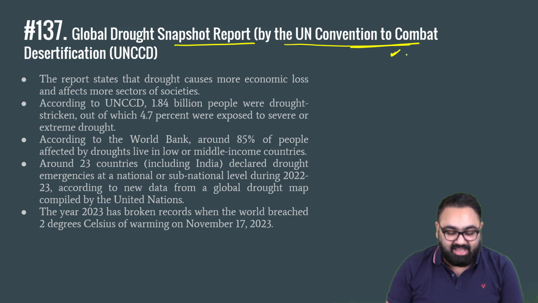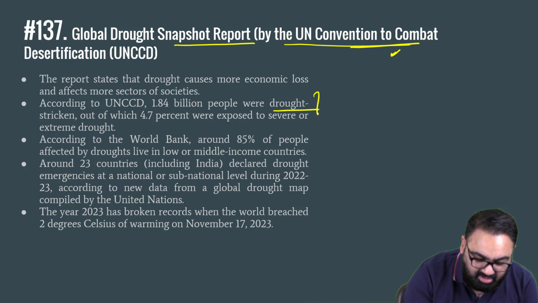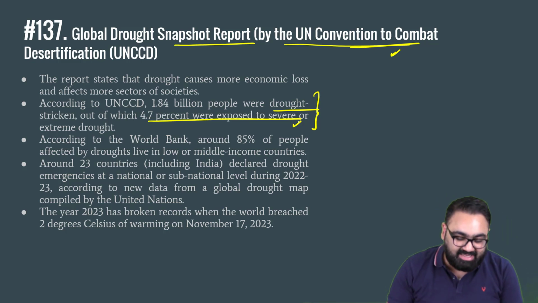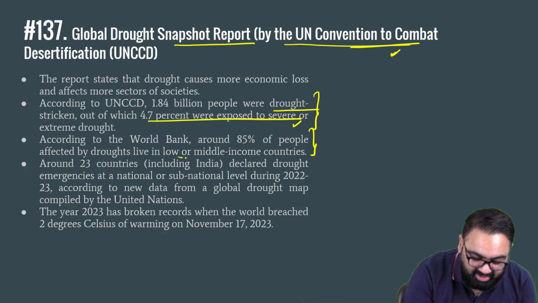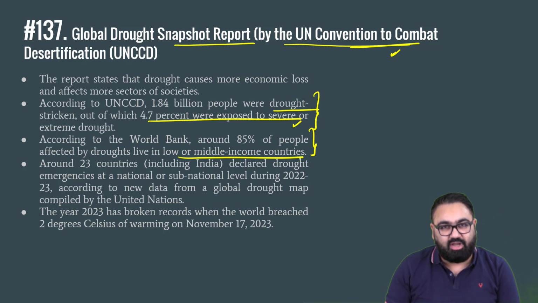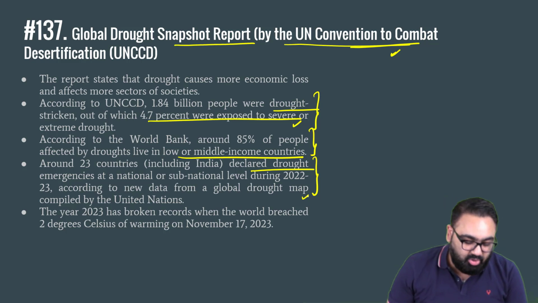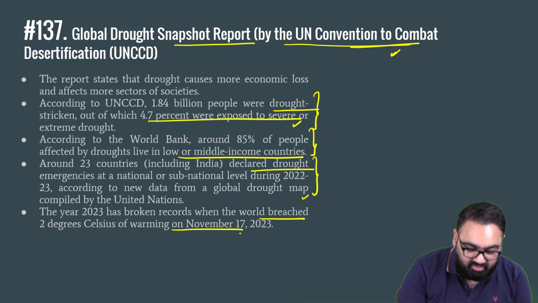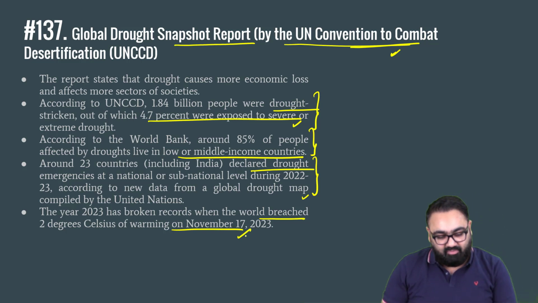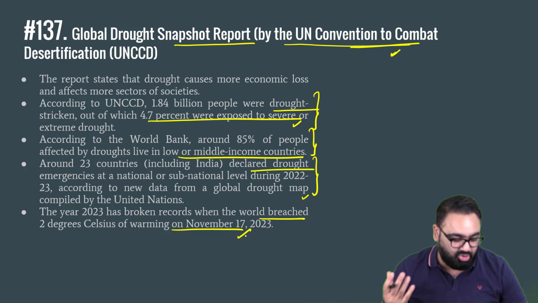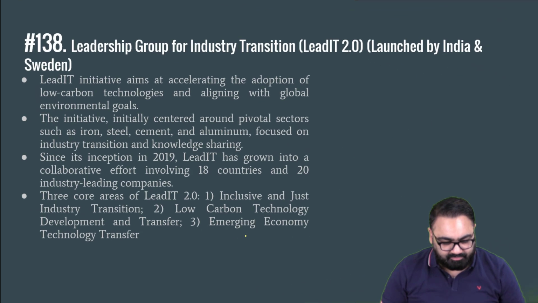This effort is spearheaded by the UN Convention to Combat Desertification. They released a report saying that 1.84 billion people were drought struck, out of which 4.7% were exposed to severe extreme drought. The World Bank says 85% of people affected by droughts live in low or middle income countries. 23 countries including India had declared drought emergencies during the 2022-23 period. Do remember, 2023 has broken all records of increasing temperature all around the world. So we are nowhere near curtailing the Earth's temperature to be below 2 degrees Celsius. It will overshoot 2 degrees Celsius very, very comfortably.